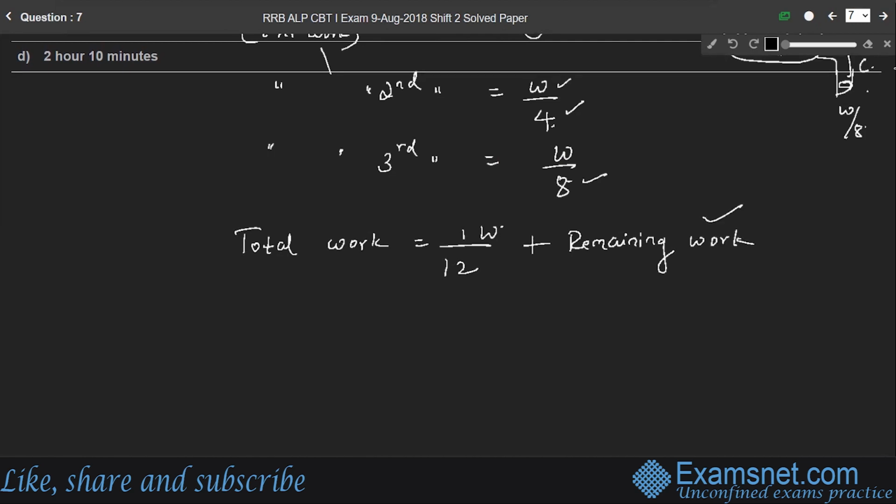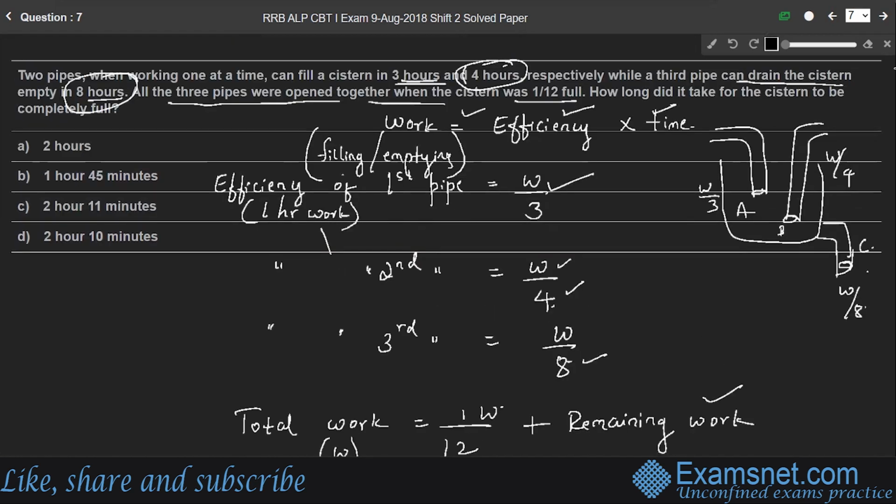What is this remaining work? If total work is W, then remaining work is equal to W minus W by 12, which is 11W by 12. This remaining work has been done by all the 3 pipes.